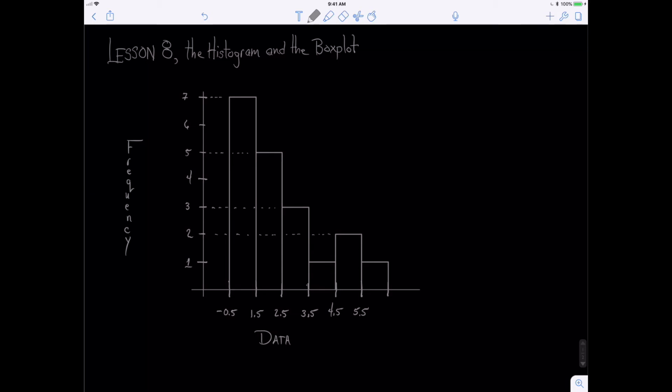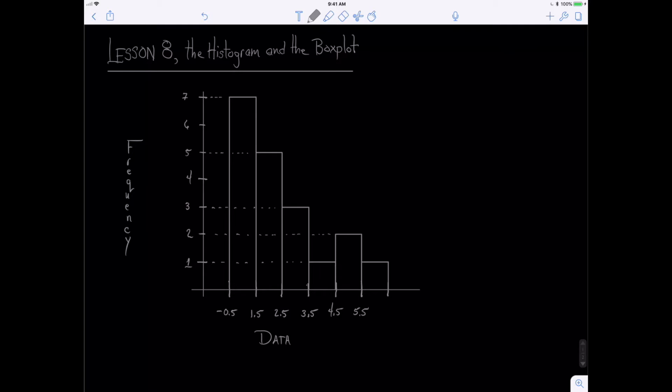Hi, this is Lesson 8, and today what we're going to look at is the histogram and the box plot and the relation between the two. So, I've taken the liberty to sketch the histogram beforehand, and I put in these little dotted lines so that you can see where the bars line up on the frequency axis. You don't have to have them if you have graph paper.